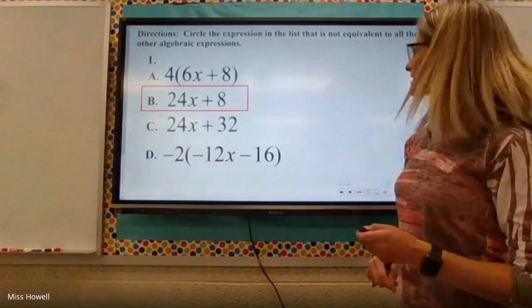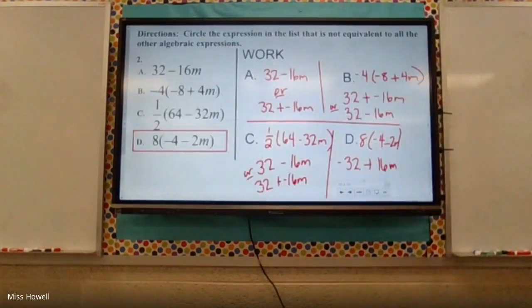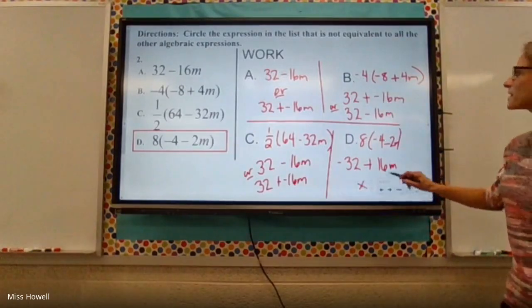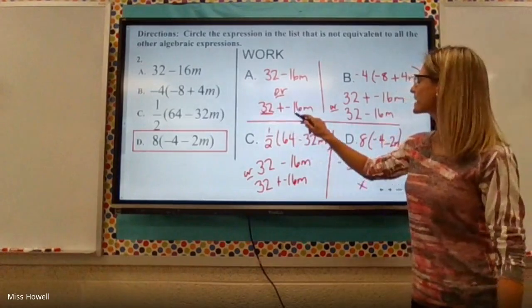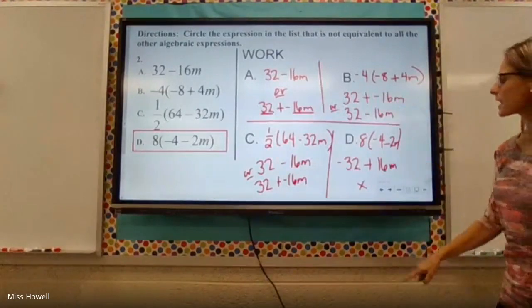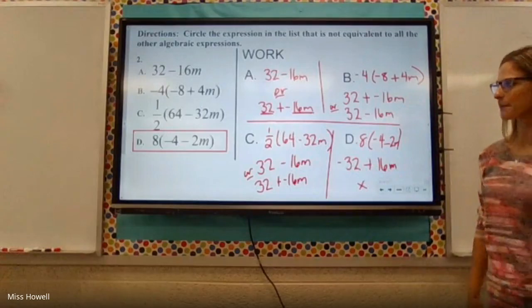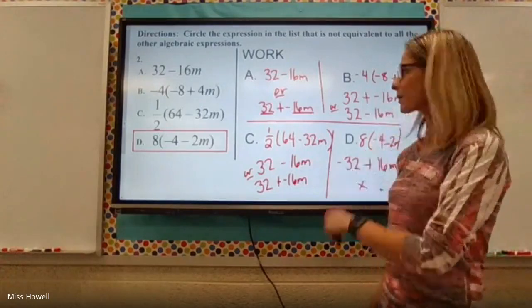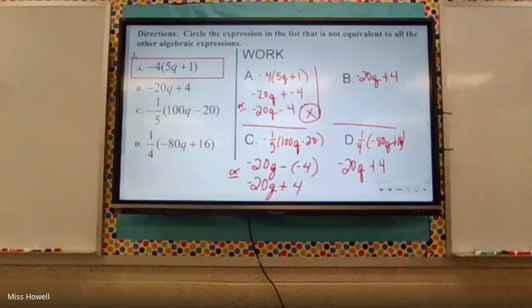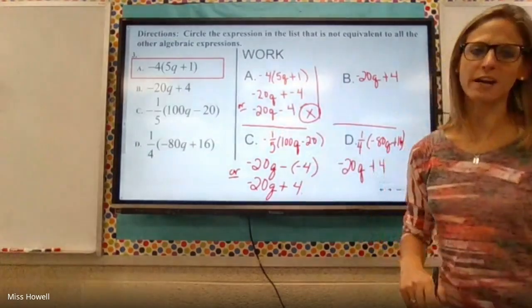All right, let's go through these, number 2 and number 3. For number 2, D is the one that does not match. It's the one that doesn't belong. These all have a positive 32 and a negative 16m. This one is a negative 32 and a positive 16m. That's the one that doesn't belong. And then number 3, it's the one that does not match because all the others have a positive 4 and this one has a negative 4, a subtract 4, so be careful.